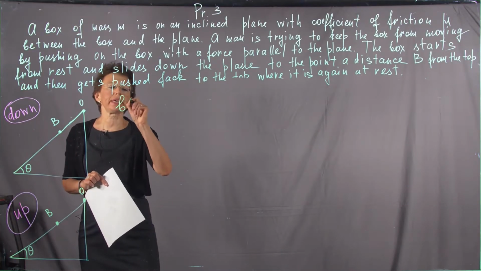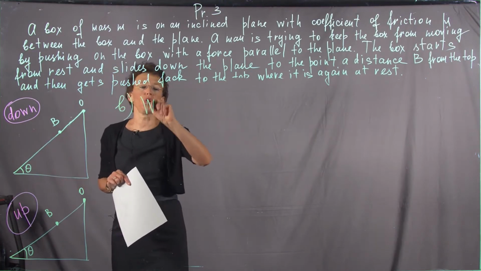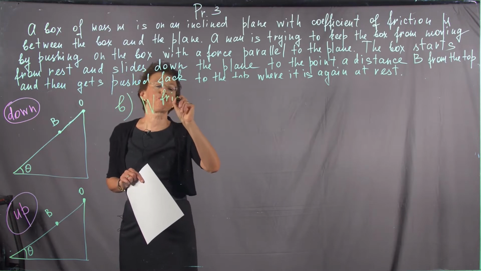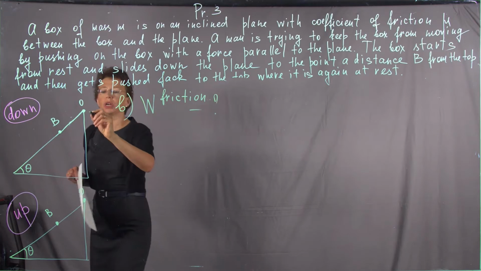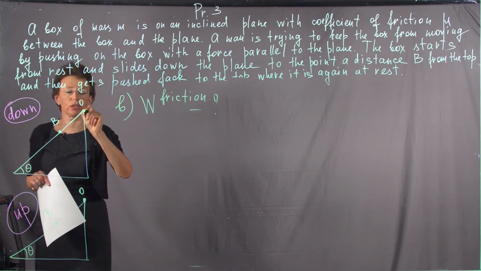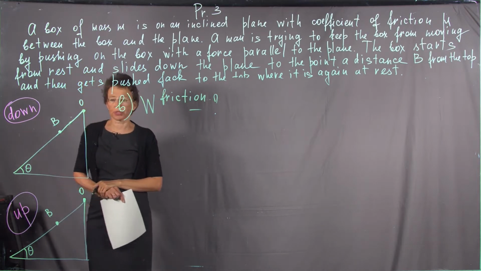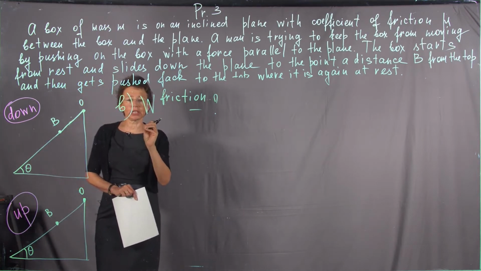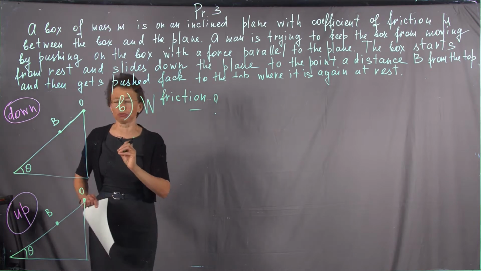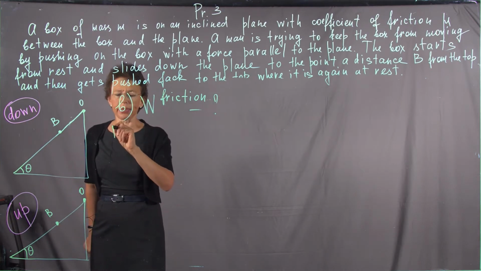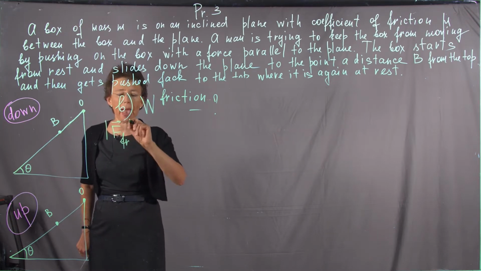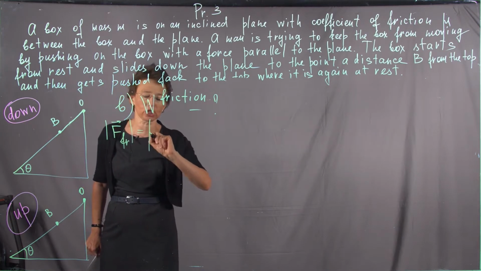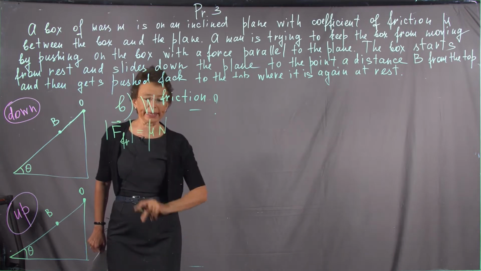For part B, we will find work done by force of friction for the round trip, when the block starts at 0, moves to point B, and then comes back to point 0. Force of friction is a difficult, complicated force. First of all, we understand that it's kinetic friction. So the magnitude of force of friction will be mu n.